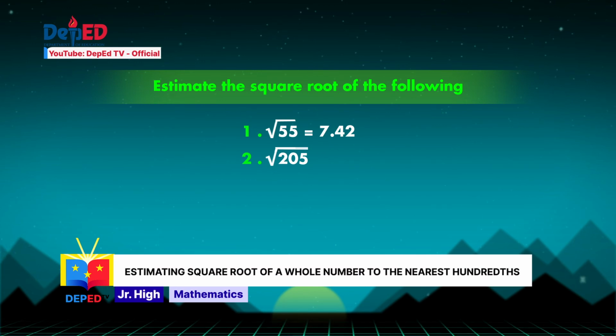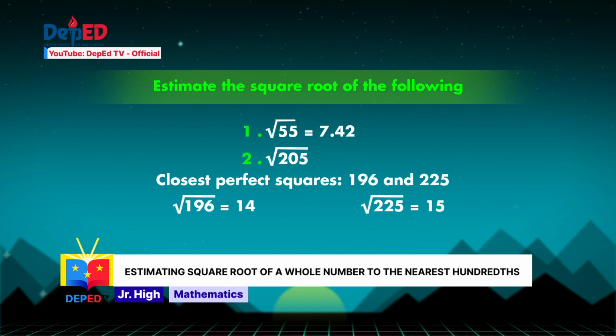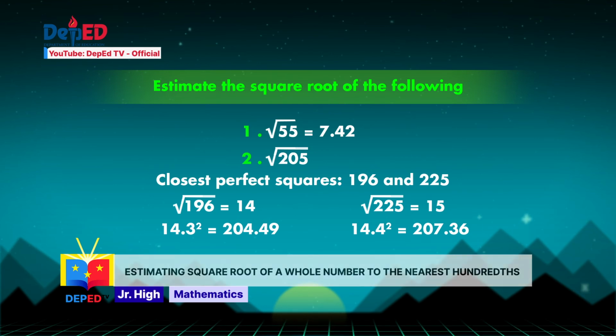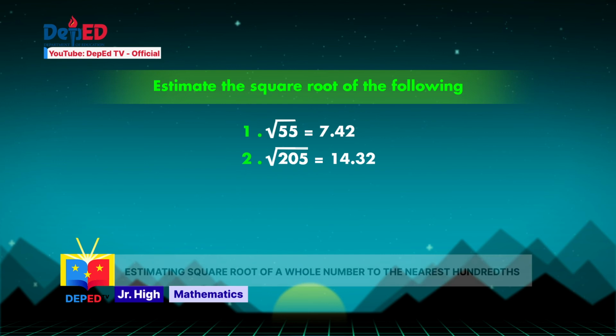For number 2, 205 is closest to the perfect squares 196 and 225, which has a square root of 14 and 15 respectively. It is closer to 196, so the square root may be 14.3 or 14.4. 205 will be closer to the square of 14.3, so we may try 14.31 and 14.32. The answer is 14.32.